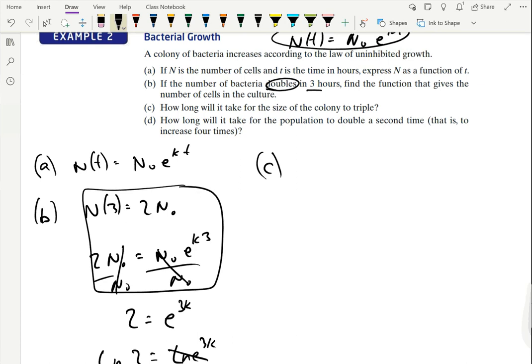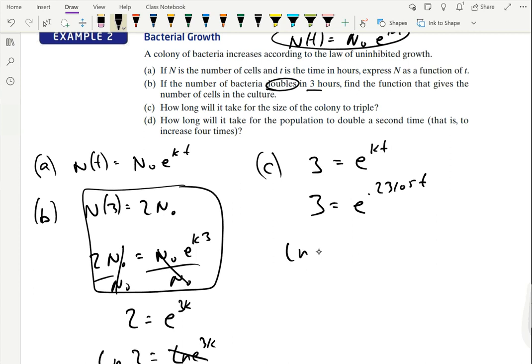Letter C, how long will it take the size of the colony to triple? Okay, so now if we want to triple, I could say, using the shortcuts, 3 equals e to the kt, because that would be the tripling. Now, one other thing that I know here is my value for k, because we just found that. So that's going to be 3 equals e to the, and what had we figured out there? 0.23105 t. And now we can figure out time to triple.